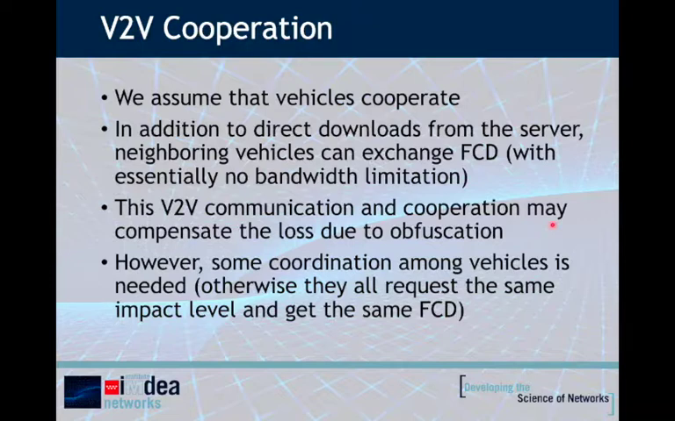They can exchange the data that they receive from the server. And essentially, since this is close range communication, we're going to assume that there's no limitation in bandwidth. So this vehicle-to-vehicle communication and cooperation may be used to compensate for the loss due to obfuscation and to better use all the communication capabilities of the different vehicles.